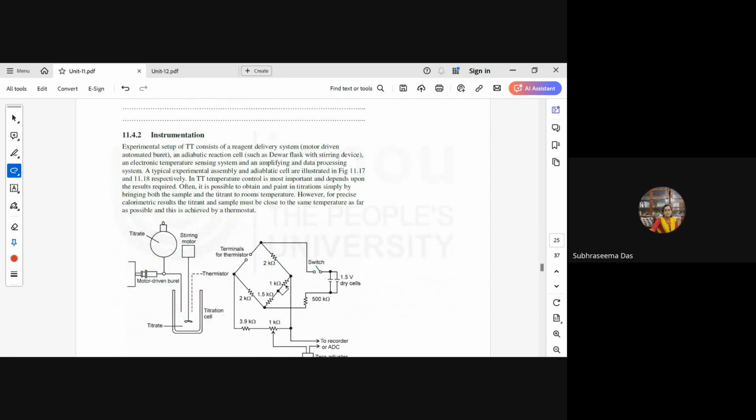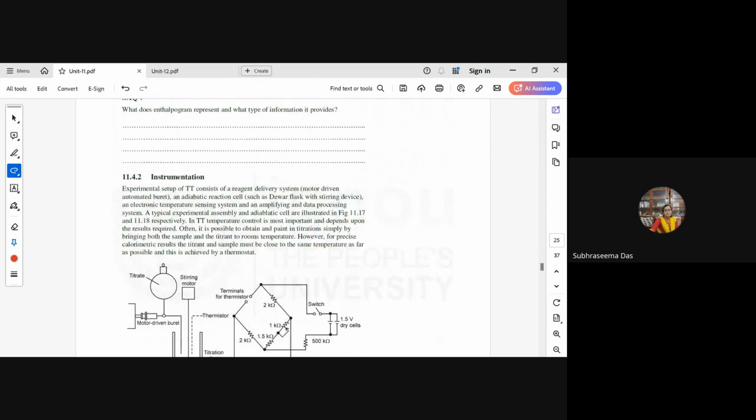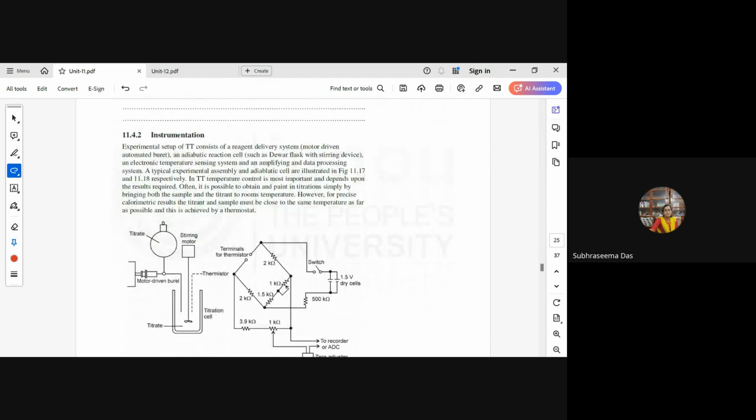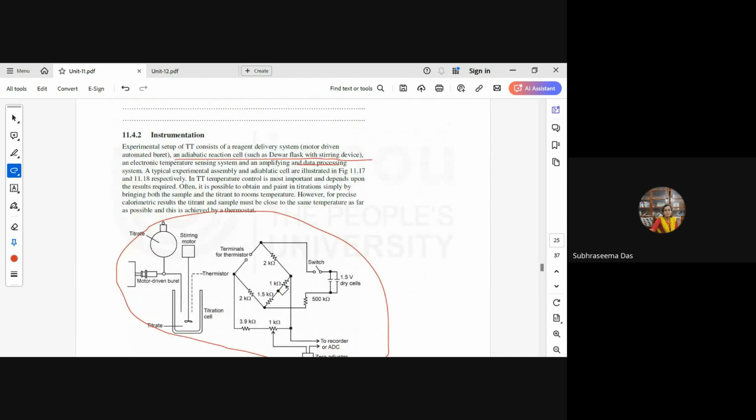Now coming to the instrumentation of a thermometric titration setup. The experimental setup consists of a reagent delivery system, a motor driven automated burette, an adiabatic reaction cell such as a Dewar flask with stirring device, an electronic temperature system, and an amplifying and data processing system. It is typically represented here in figure 11.17.